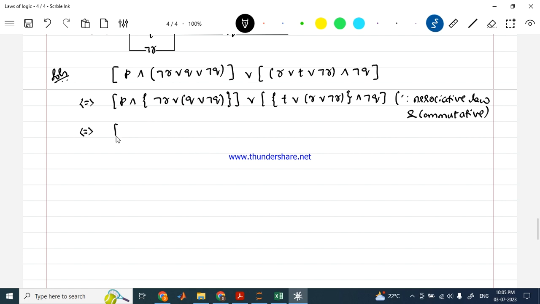by using the inverse law, P conjunction, negation R, disjunction Q, disjunction negation Q. One of the statements is always true. It's a tautology. Disjunction, open this bracket. Here it is T disjunction, R disjunction negation R. Once again it is a tautology, conjunction negation Q. In this step we used the inverse law.